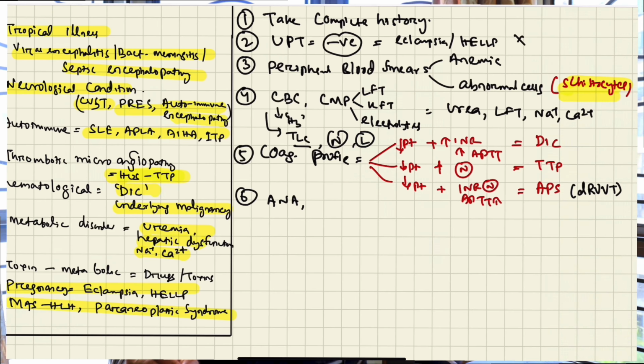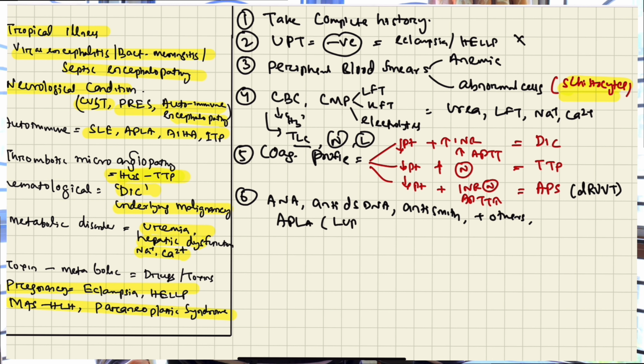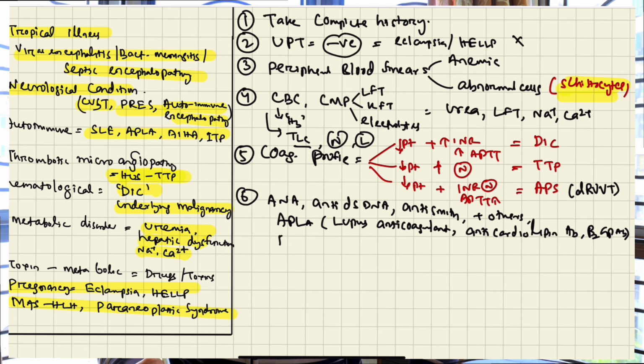Number 6, because we are suspecting this patient can have an autoimmune condition, all the autoimmune tests we have to do. For SLE, ANA, anti-dsDNA, anti-Smith antibody and others. Also in this case, we will look for the APLA antibodies: lupus anticoagulant, anti-cardiolipin antibody, beta-2 glycoprotein antibody. Because we are suspecting autoimmune hemolytic anemia also, we'll send for a direct Coombs test, a retic count, LDH, haptoglobin, and of course stigmata of chronic autoimmune condition.